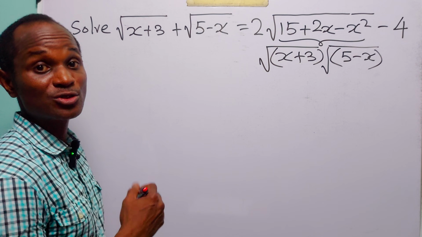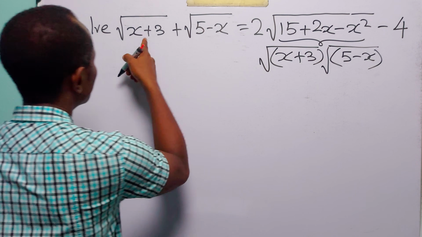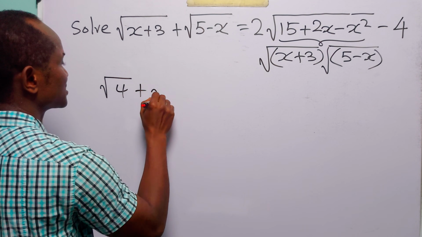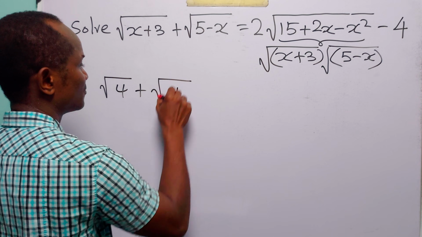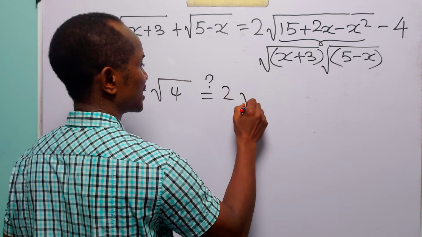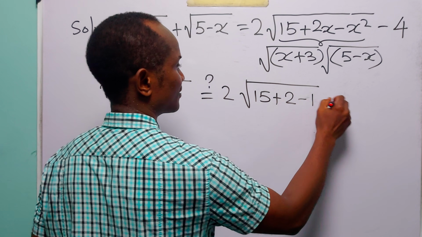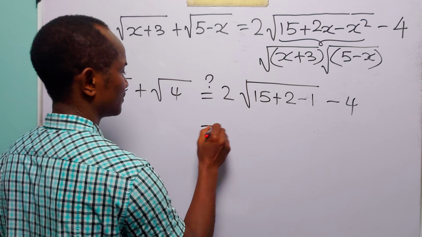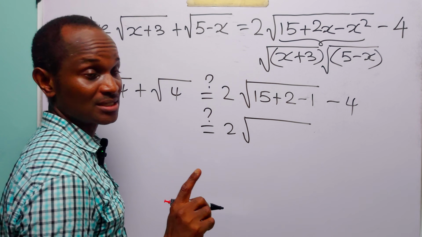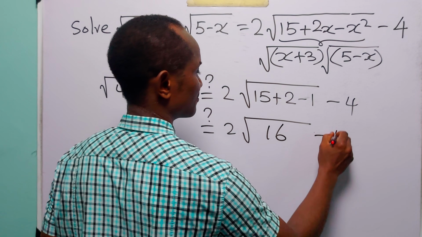And finally, let us substitute 1 for x into the original equation to see what happens. Now here we have the square root of 1 + 3, which is 4, plus the square root of 5 - 1, which is also 4. And is this equal to 2 times the square root of 15 + 2 - 1 - 4? 15 + 2 is 17. 17 - 1 is 16. So this is the square root of 16 - 4.